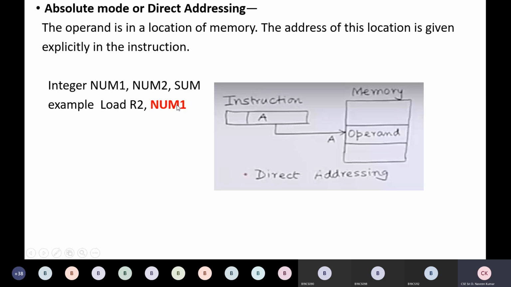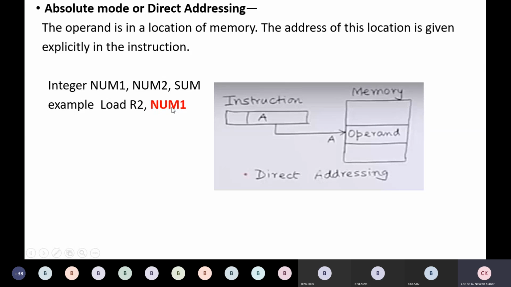You can see, for example, this is a diagram which shows an instruction, and the instruction consists of two parts. This one is opcode, this is operand. Assume the opcode is load, and in the operand part we have R2 comma num1. Instead of num1 we have assumed here A. So num1 is pointing to some location in main memory which holds some value, for example 5.